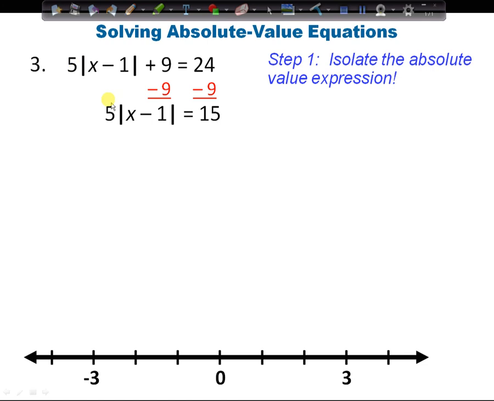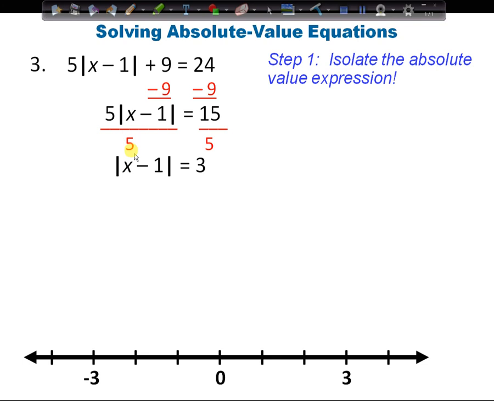So I go ahead and bring down 5 absolute value of x minus 1, and that equals 15 because 24 minus 9 is 15. Then we need to move the 5. And again, since the 5 is right next to the absolute value bars, it's being multiplied. So we're going to do the opposite, and we're going to divide both sides by 5. Again, absolute value bars are not the same thing as parentheses, so you cannot distribute here. You need to divide both sides by 5 to get rid of that.